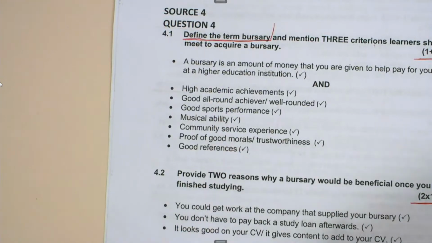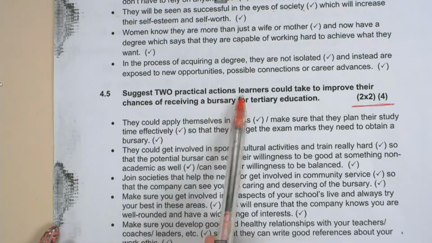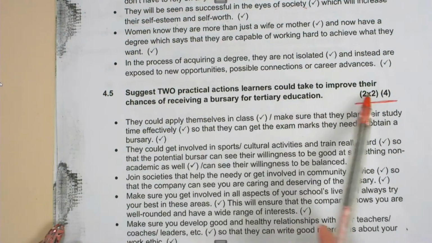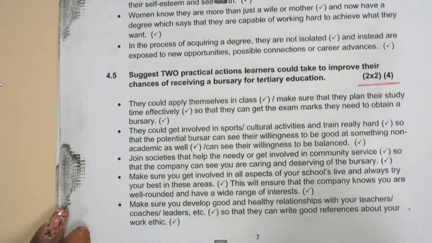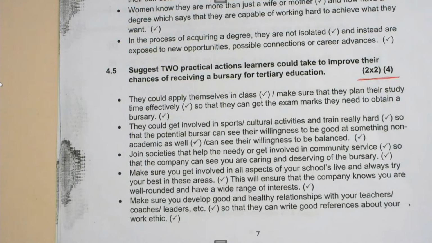So now our question states, suggest 2 practical actions learners take. It means learners are aware what is needed when they want to get a bursary. Now this action will also be from the responses we got on 4.1. Hence I said most of these questions are linked together. They could apply themselves in class, make sure they plan their study time effectively, so that they can get the exam marks they need to obtain a bursary.